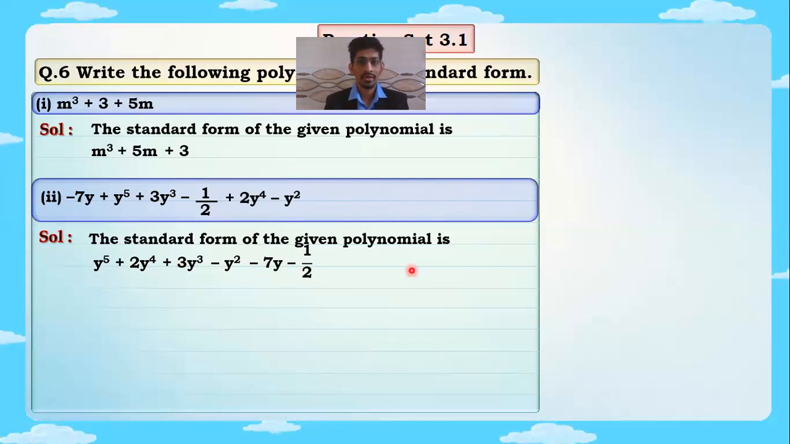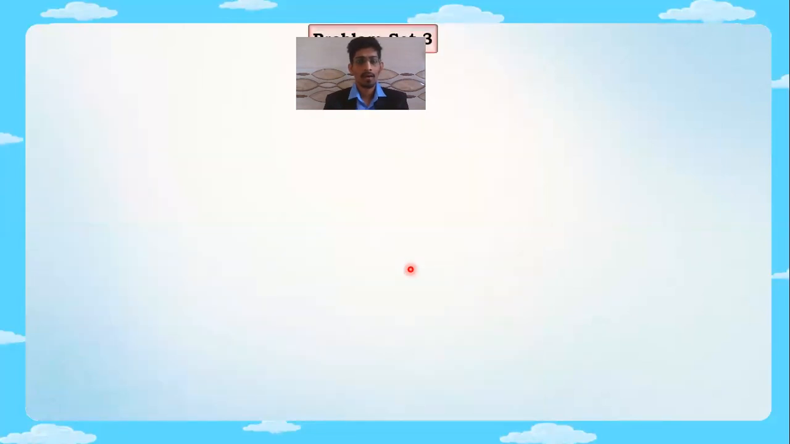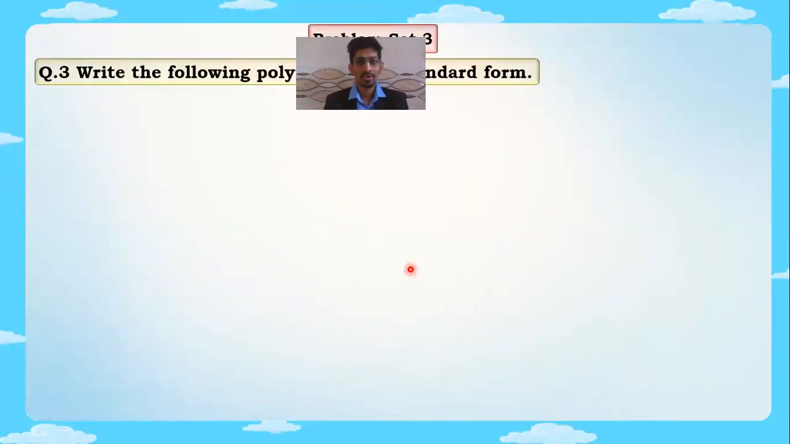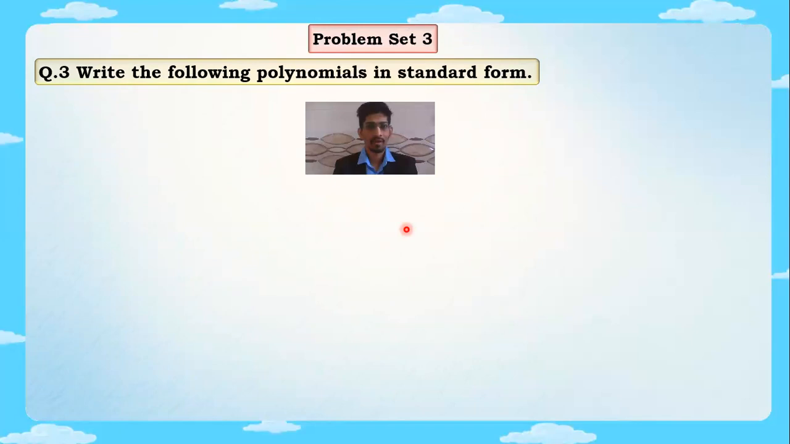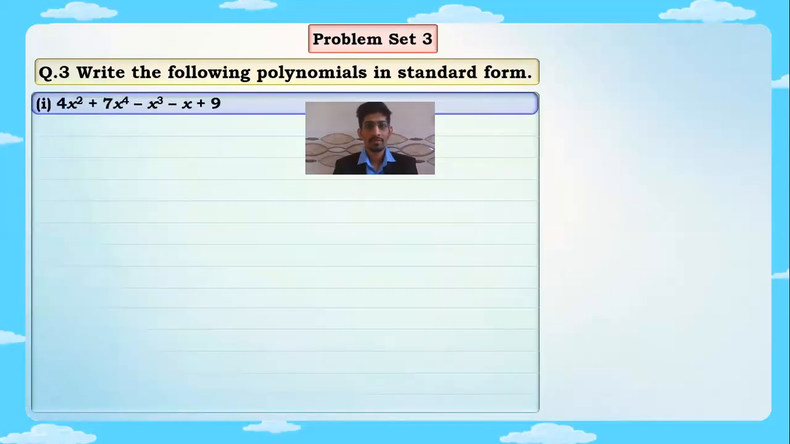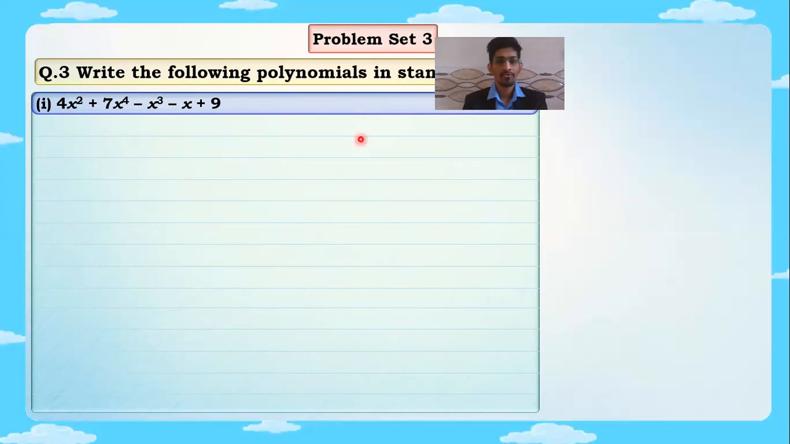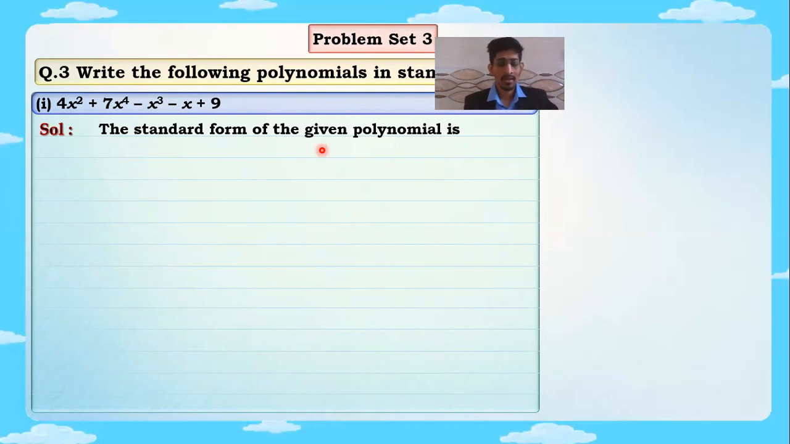And the next question on your screen is from problem set 3, question number 3. Again, the same question: write the following polynomials in standard form. So this is the first one. Now you are going to help me. First of all, in the solution, we are going to write the statement, that is, the standard form of the given polynomial is. Tell me which term has the highest power. Yes, perfect. It is the second term, that is 7x raised to 4. After 7x raised to 4, which one are we going to write? Perfect. It is minus x cube, along with the sign.